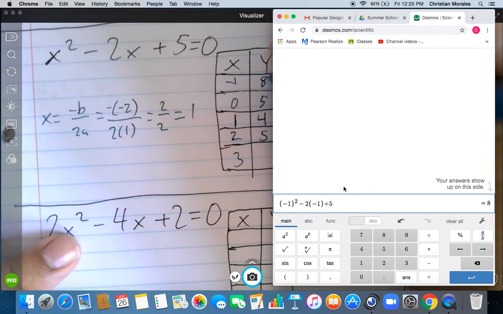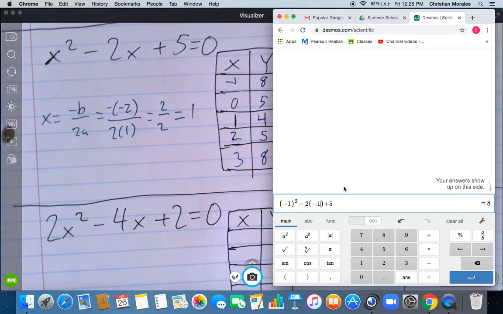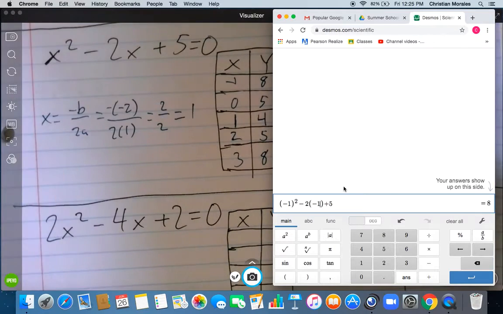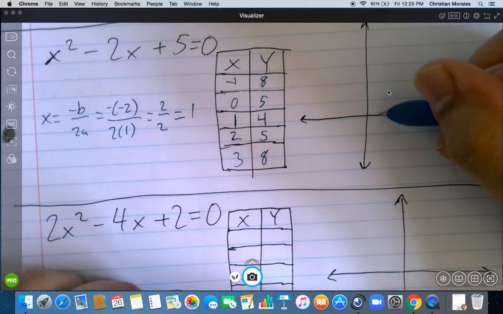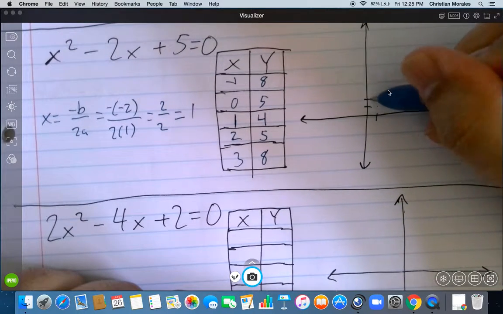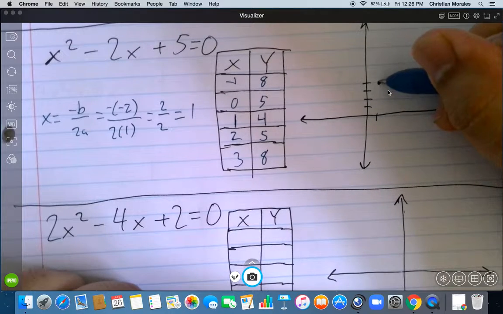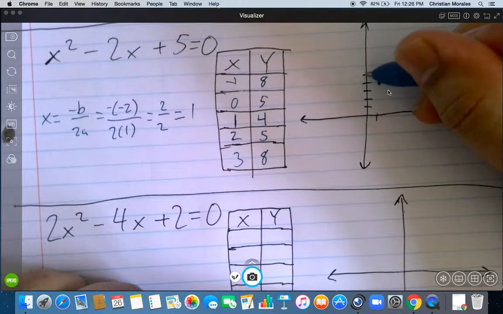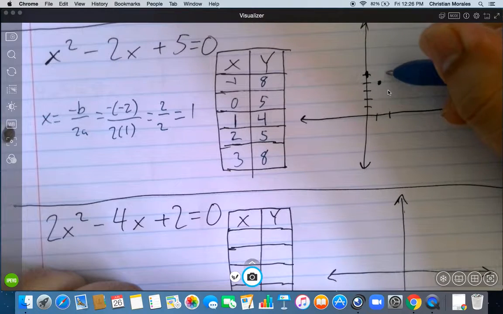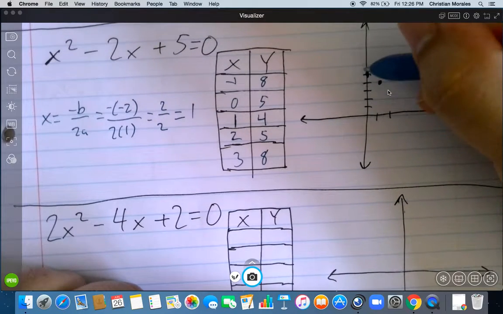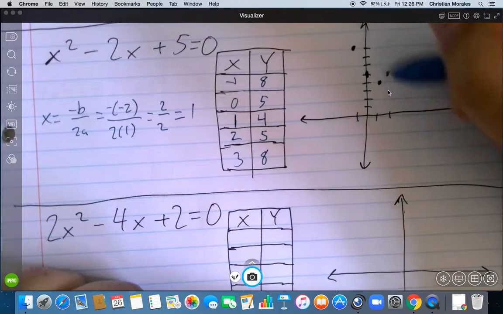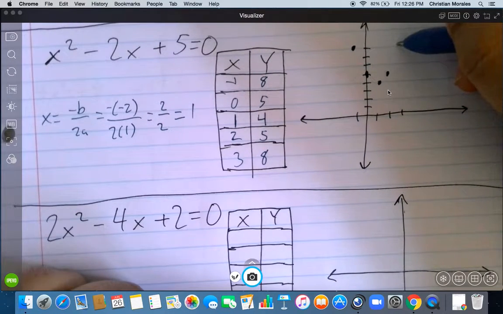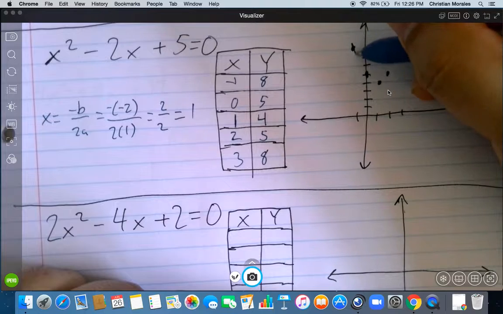Now, this is usually where I stop just to get an idea of what my graph looks like, and I graph these numbers. So let's turn this off. All right, let's graph these points. 1, 1, 2, 3, 4. There's your vertex. 0, 5, 2, 5. 1, 2, 3. Negative 1, 8. Okay, so my parabola is like this.